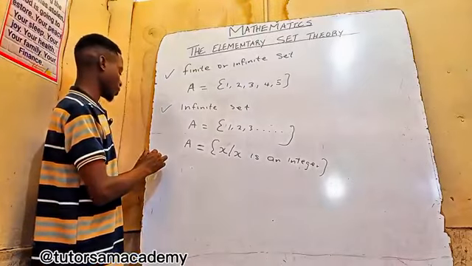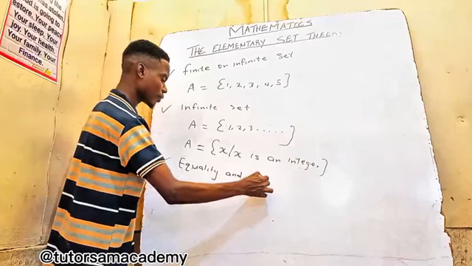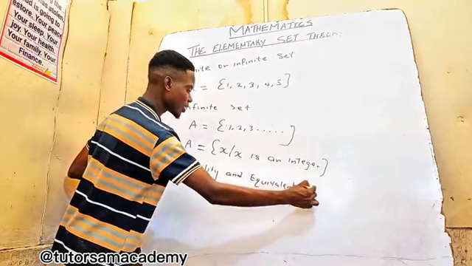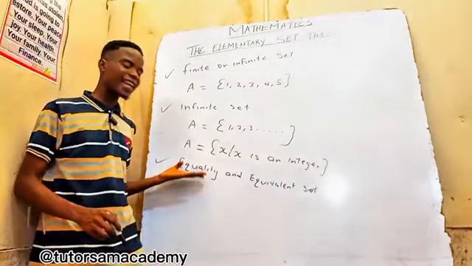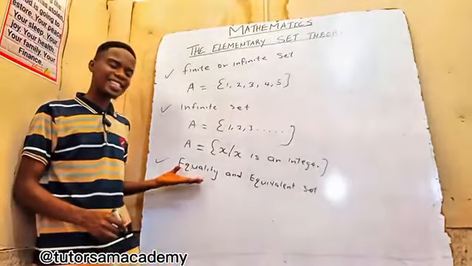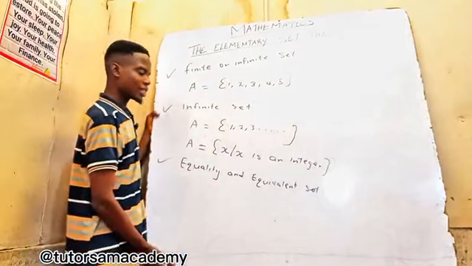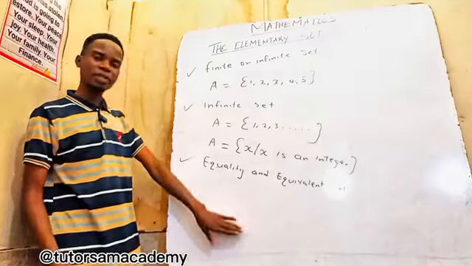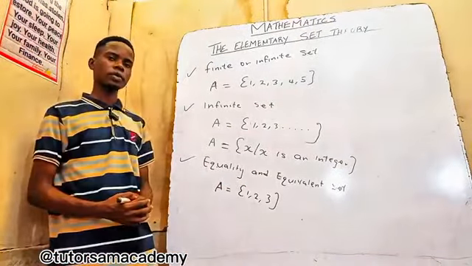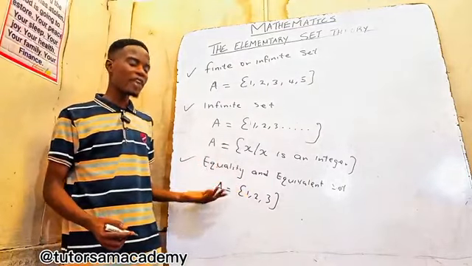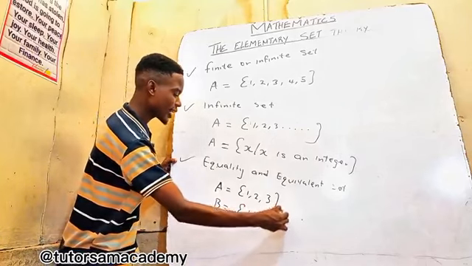Secondly, we have what we call equality and equivalent sets. Now, a set is said to be equal to another if every member of A is also a member of B. That is, every element in A is also in B. For example, two sets are said to be equal if I have set A to be 1, 2, 3, and every member of A is also a member of B. When I have this kind of set, I call them equal sets.